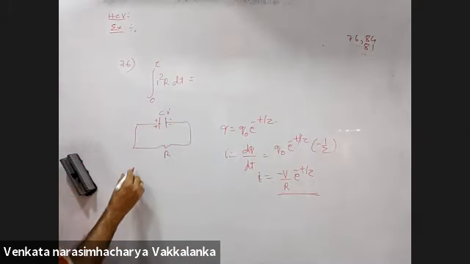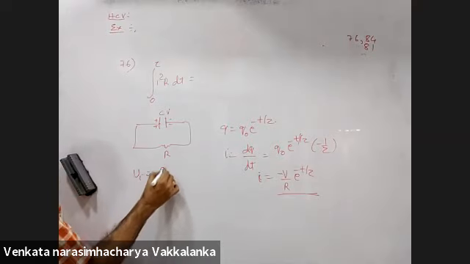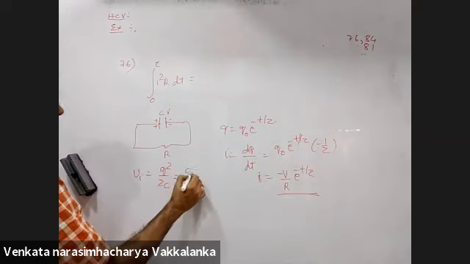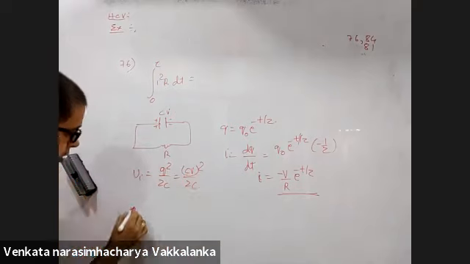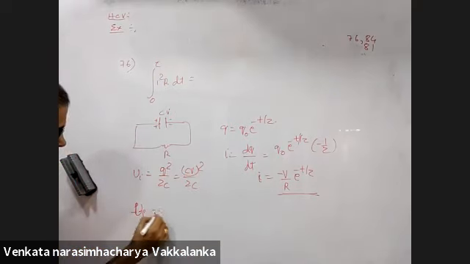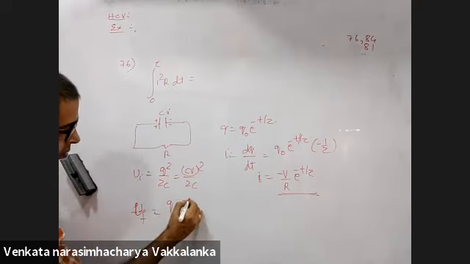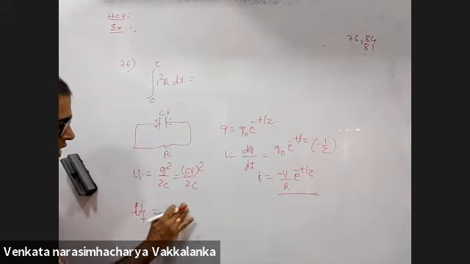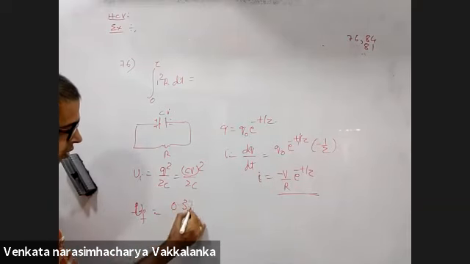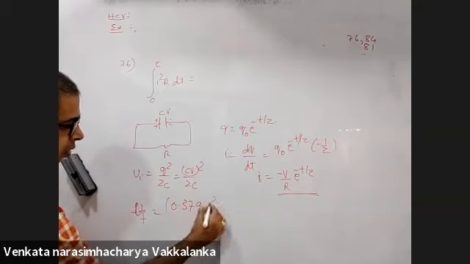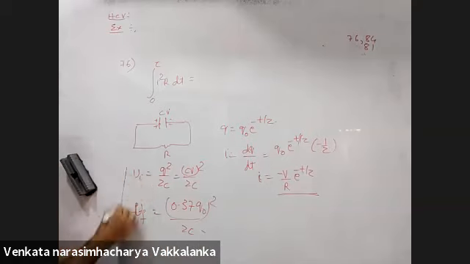Another way of calculating: U initial is q square by 2C. This is CV whole square by 2C. U final will be Q naught e to the power minus 1, for one time constant, so this will become 0.37 times Q naught whole square by 2C. This difference and the heat calculated should match, and it will match.